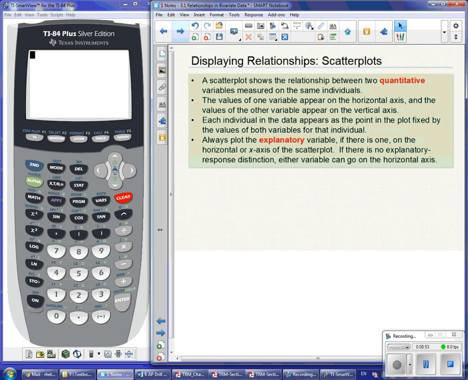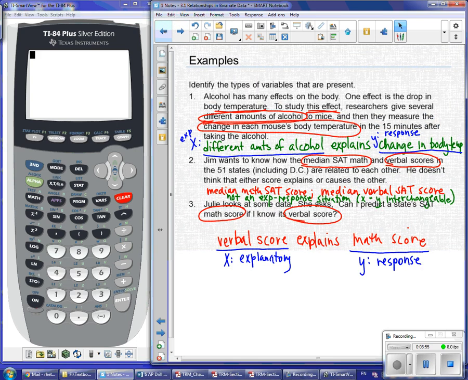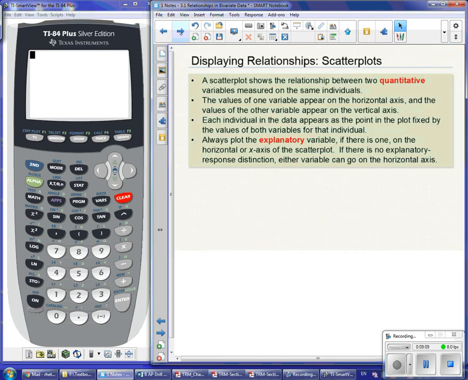So for example, the SAT data, the individuals in that case would be the states. Each state has a mean or a median SAT math and a median SAT verbal score. And so each state represents a point in the scatter plot, and I'm measuring it using the 2 variables. One of the variables is going to be measured on the x-axis, and the other is going to be on the y-axis. So a scatter plot shows the relationship between 2 quantitative variables.